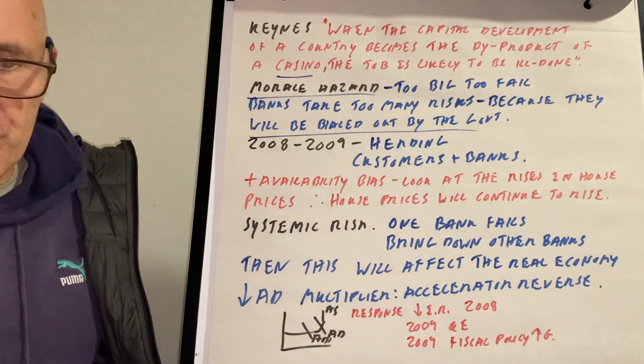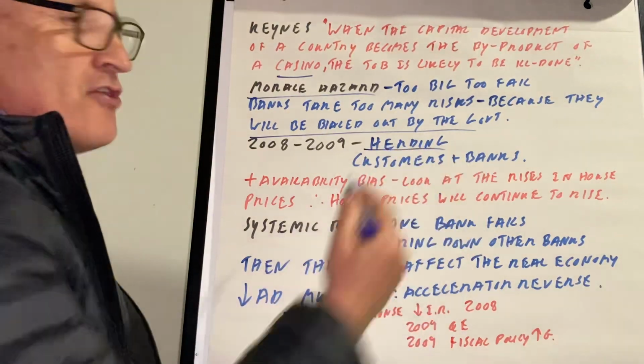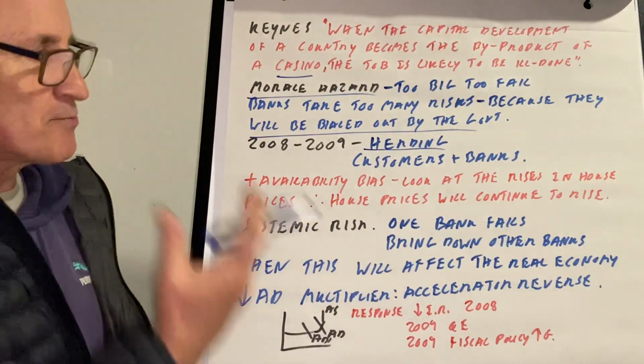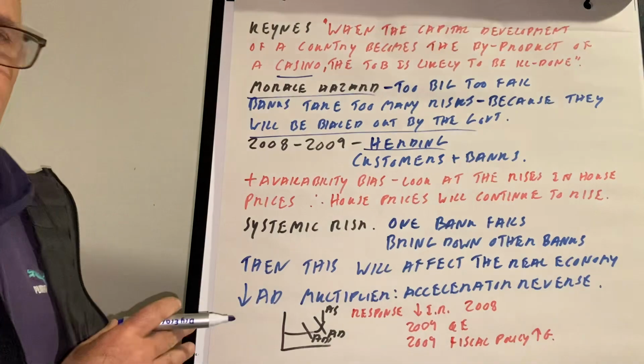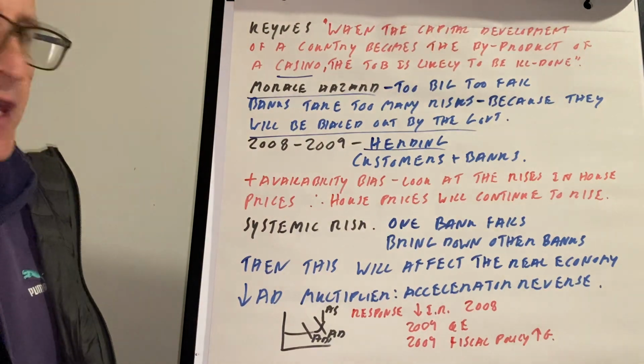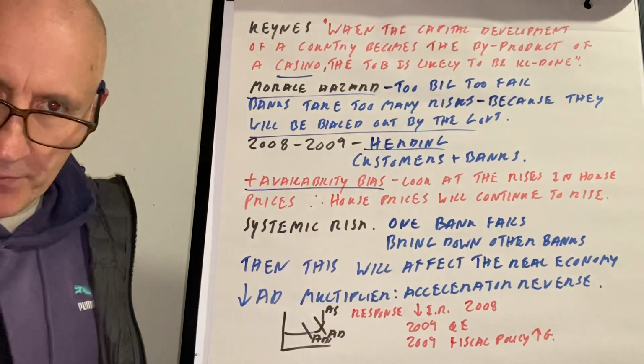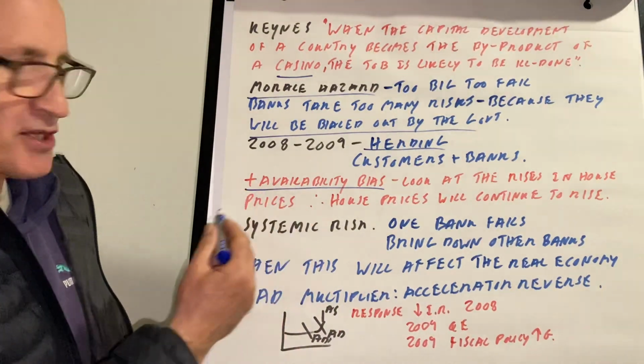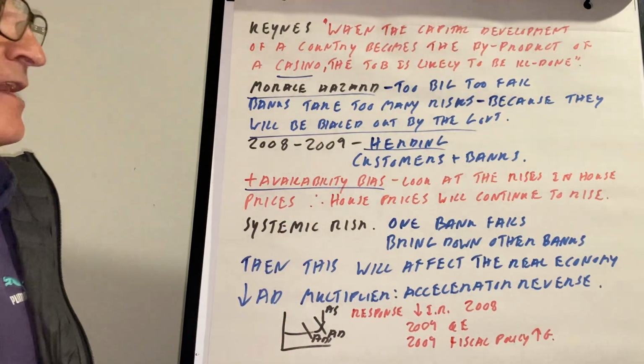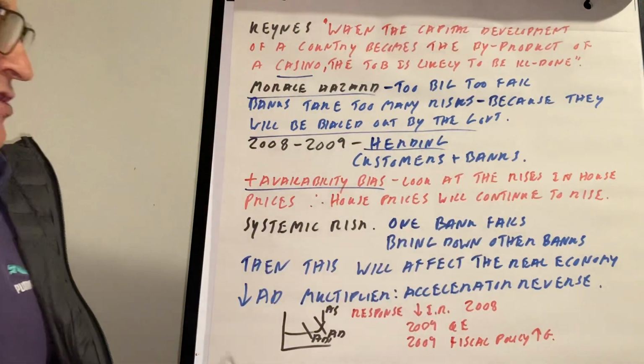Banks take too many risks because they will be bailed out by the government. So in 2008 and 2009, we also had the herding effect. The herding effect is a bias. So the customers want to borrow loads of money, and at the same time, the banks are willing to lend loads of money. They're both guilty of herding. We've also got the availability bias. The availability bias comes in because if house prices have gone up in the past, they think they will go up again. So therefore, people continue to buy houses.